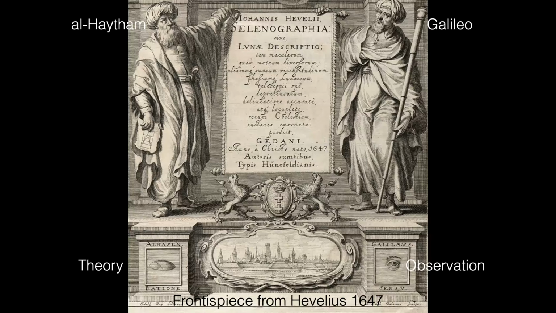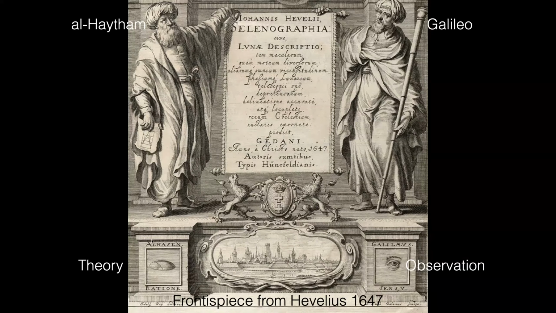Evidence that he was well known in the West comes from this book by Johannes Hevelius, who was a Polish astronomer in the 17th century. He built an observatory and wrote this book called Selenographia, which includes a detailed description of the surface of the moon. In addition, Hevelius discovered several comets and recorded sunspots. And on this frontispiece, he celebrates both Al-Haytham, who is shown here with one of the diagrams from his optics book, and Galileo, who is shown here with his telescope.